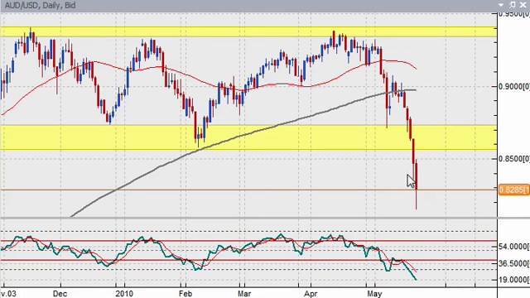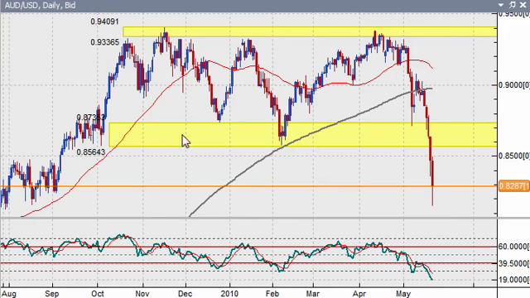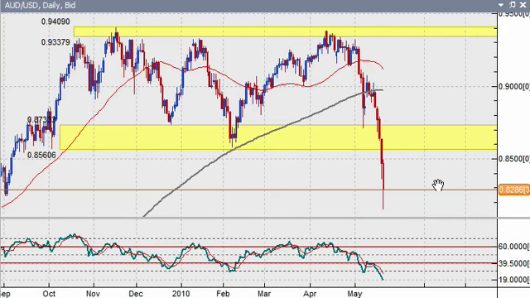Here's a look at the Aussie dollar US dollar pair, and we have a break of the support, the lower bound of the support. You see here, upper bound, lower bound. So this break is a very strong break. We may not need a pullback, although we may get one because the market is overextended, oversold, that is.